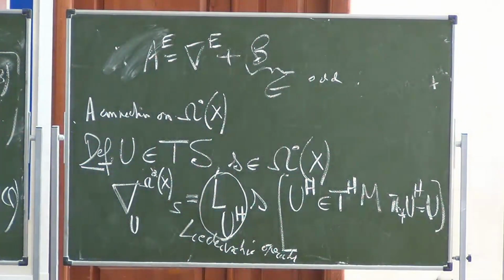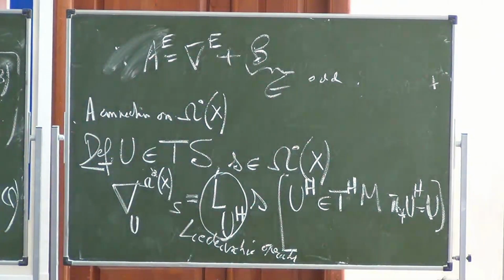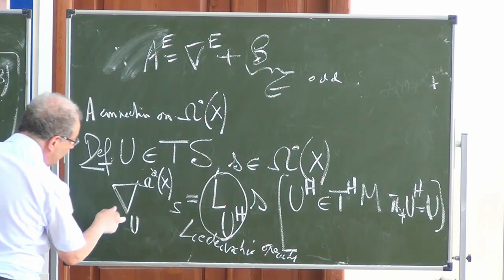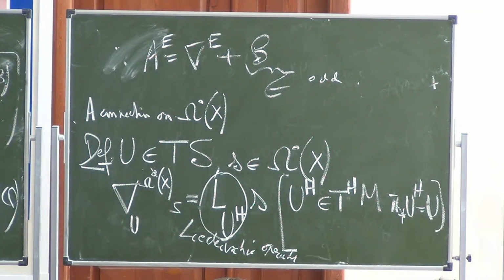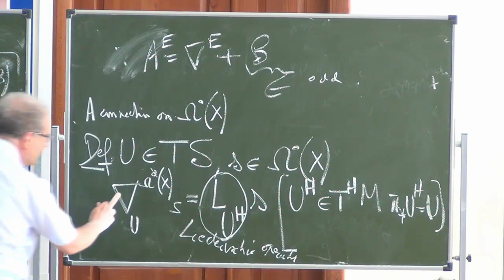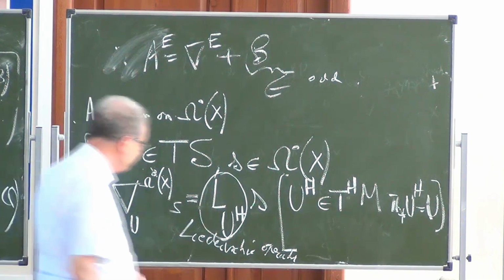And it's an elementary fact to check that the Lie derivative operator with respect to U^H acts on such s in a tensorial way. That is, if you multiply U by a function, you get just, contrary to what it seems. Usually Lie derivatives are not tensorial, but in this case they are. So this defines a connection on this relative de Rham complex.